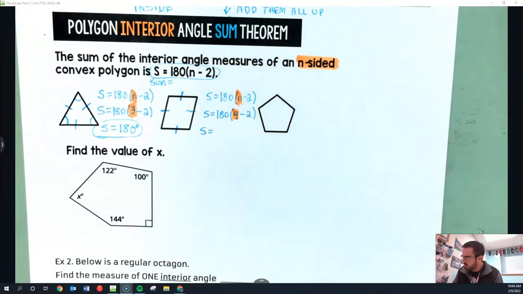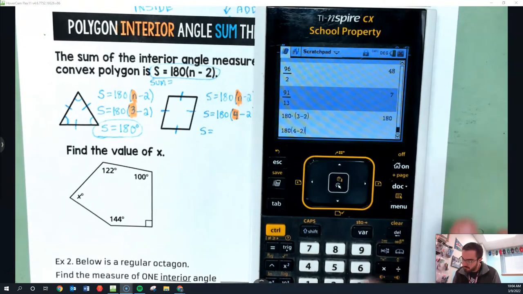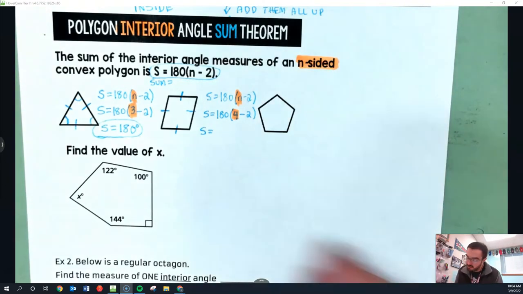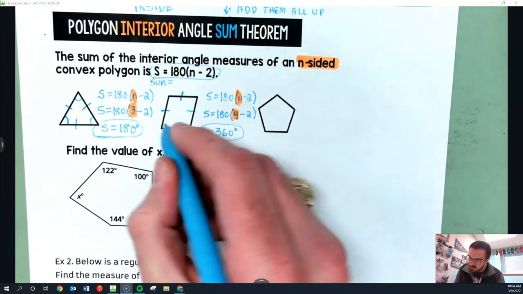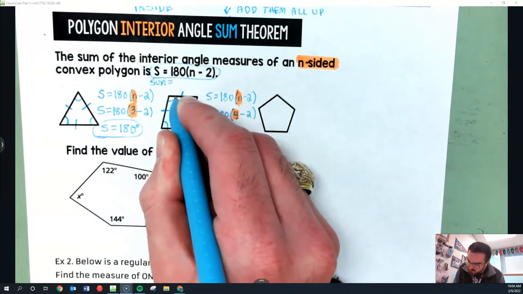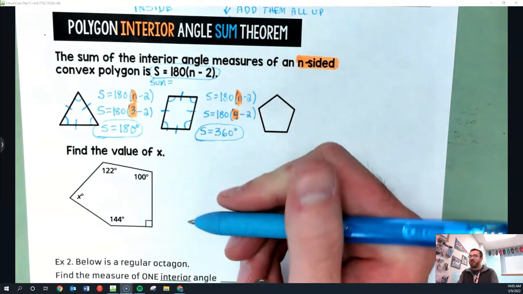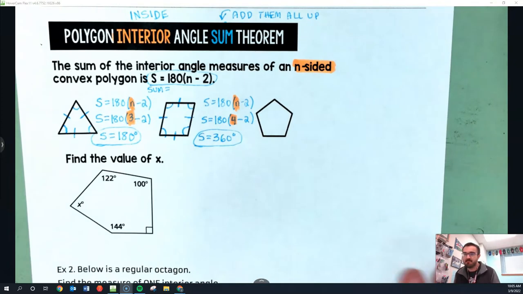S is going to equal, let's see what that is. 180, and then in parentheses, 4 minus 2. 360. Oh, guys, doesn't that feel right? The sum of all of the angles of any quadrilateral with four sides is 360. You already knew that, right? Picture a square. 90 plus 90 plus 90 plus 90, 360, right? Okay, what about this one?